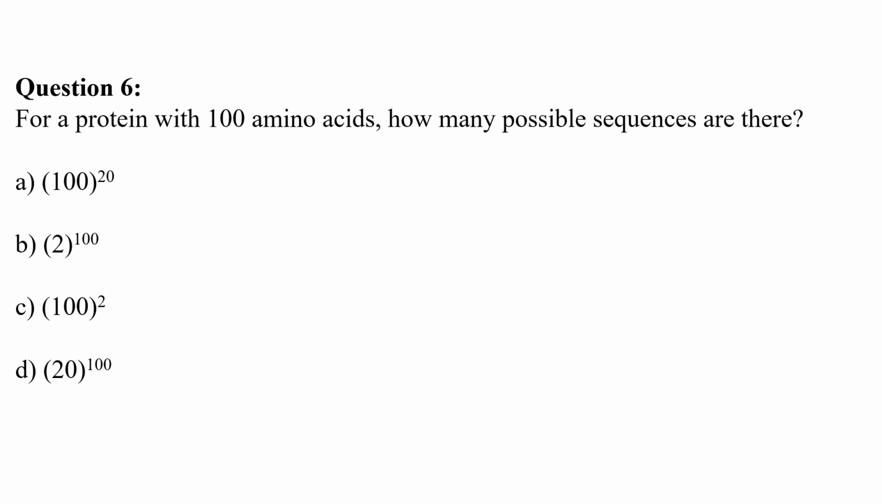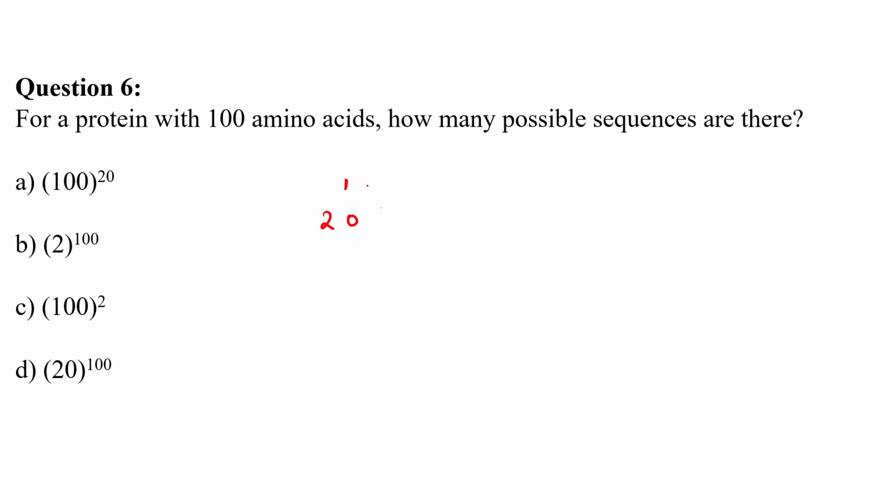Moving to the next question. For a protein with 100 amino acids, how many possible sequences are there? So how do we solve this question? If I have a protein of 100 amino acids, each residue can have 20 possibilities, right? How many amino acids do we have in nature? We have 20 amino acids.